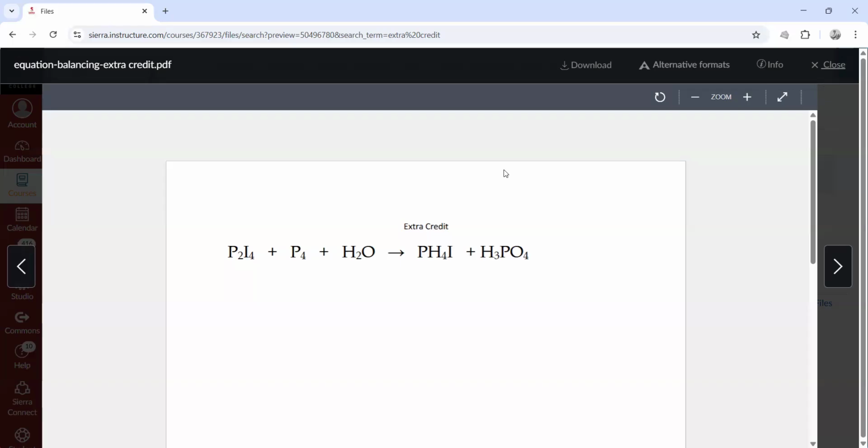Okay. And again, you can do this at home if you like, or you're allowed to move.